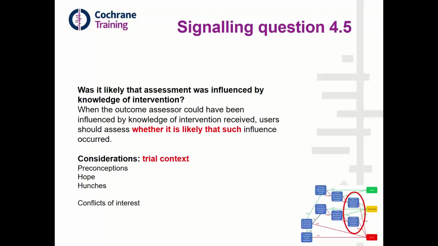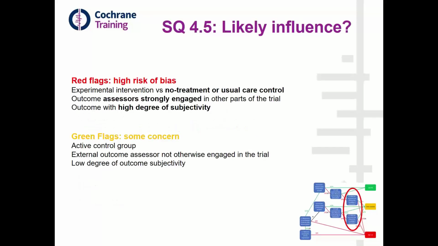And the considerations here is on the trial context, on the preconceptions, hopes, hunches, and conflicts of interest of the observers. It's also important to note that the reply to this question has to do with differentiating between low risk or high risk of bias and some concerns, not whether there's low risk of bias.